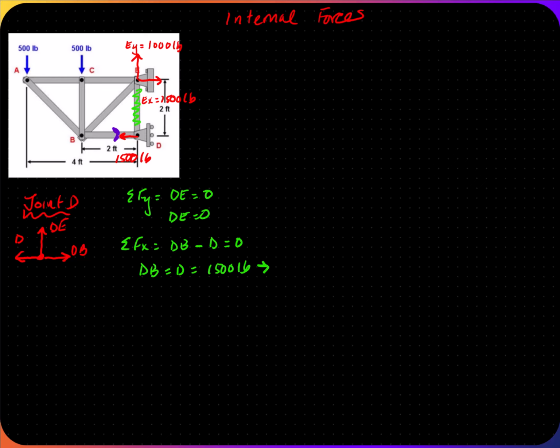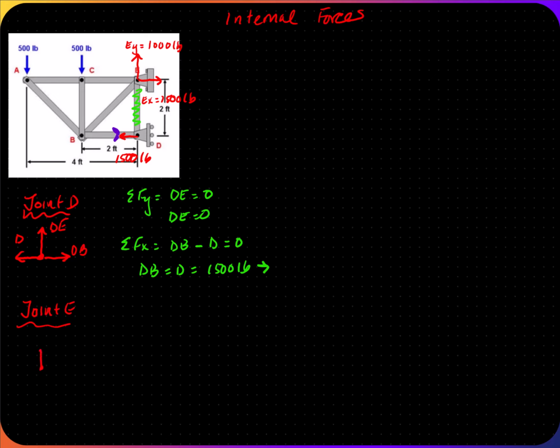Next I'm going to do joint E, because I can't really solve for C or A, and B I don't want to solve for because it has too many beams. So once I solve for E, I could solve for everything else. So first thing I'm going to do again is draw a free body diagram. Joint E.